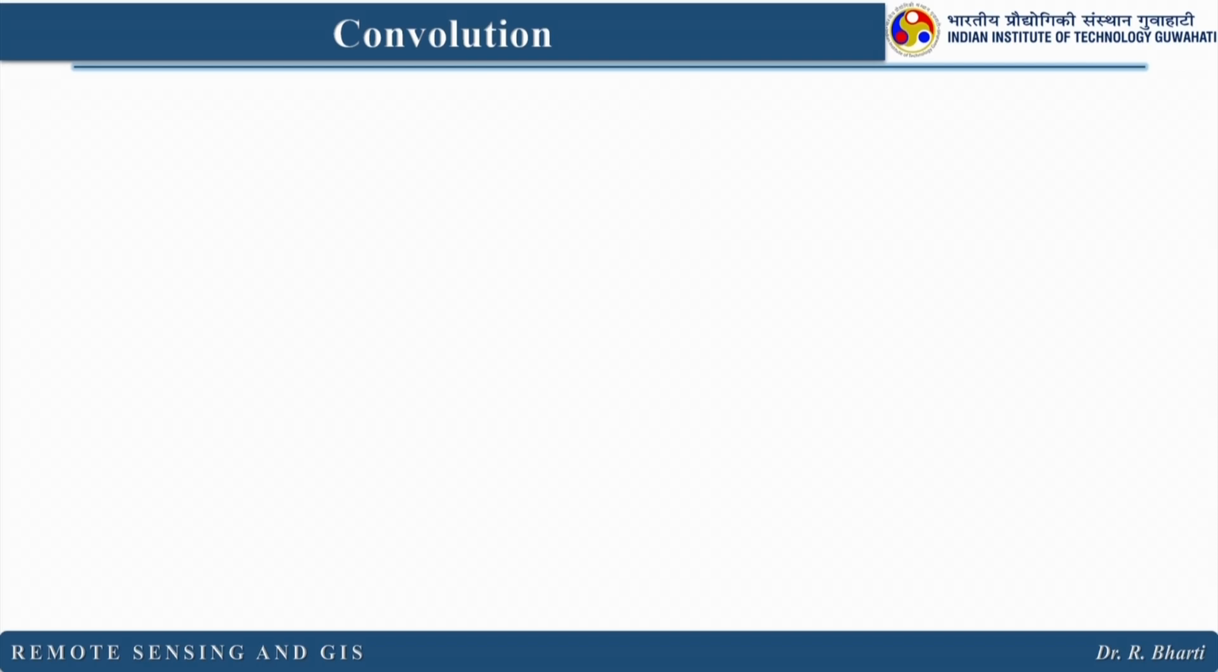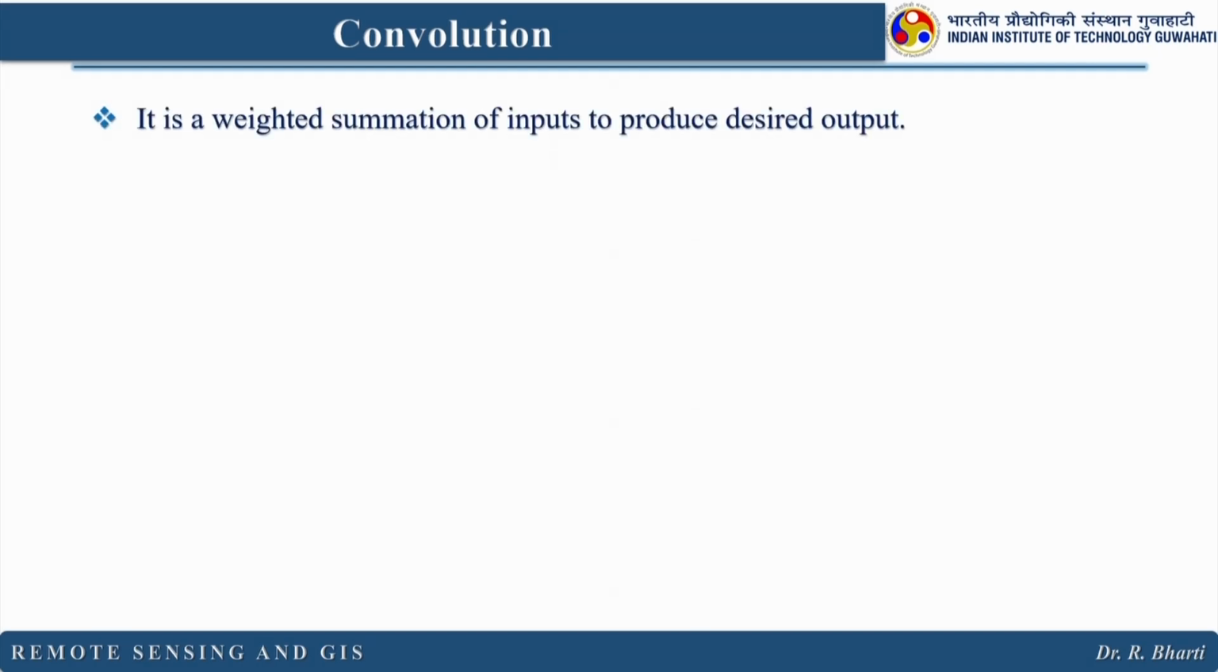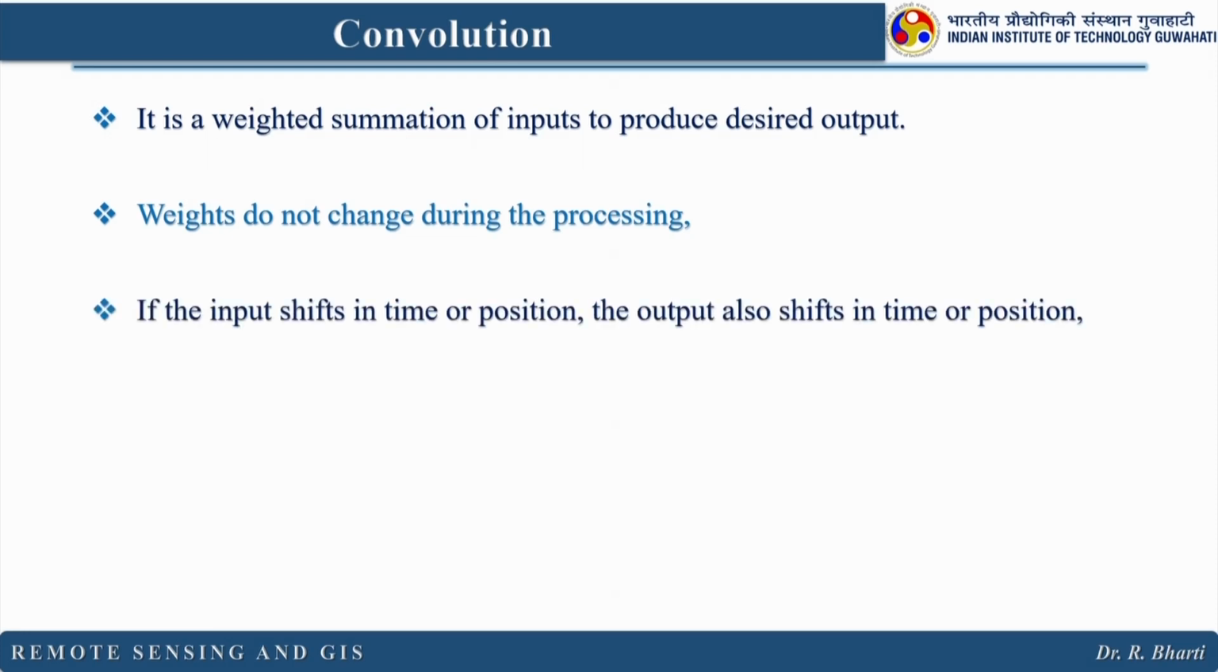Now let us see convolution. It is a weighted summation of input to produce the desired output. Weights do not change during the processing. How do we perform this? That we will see in the next slide. If the input shifts in time or position, the output also shifts in time or position.